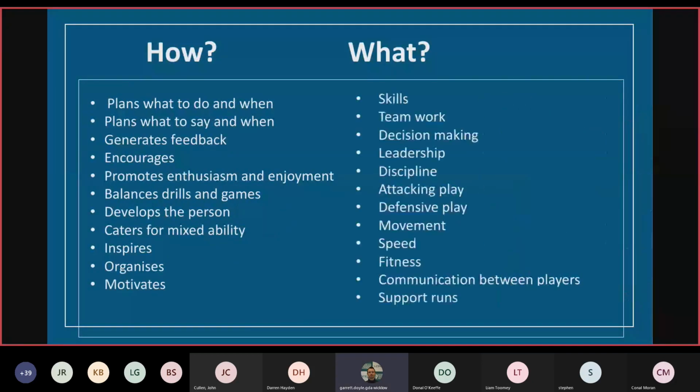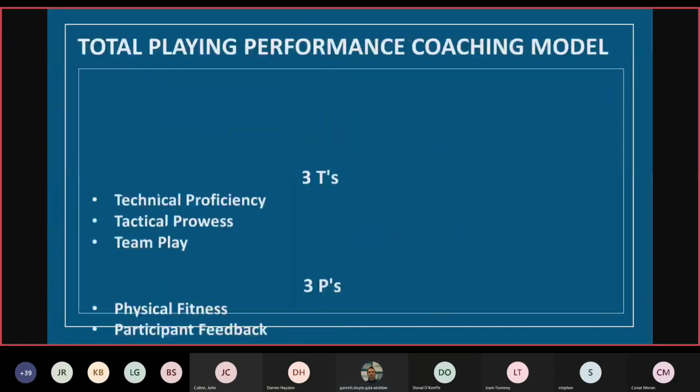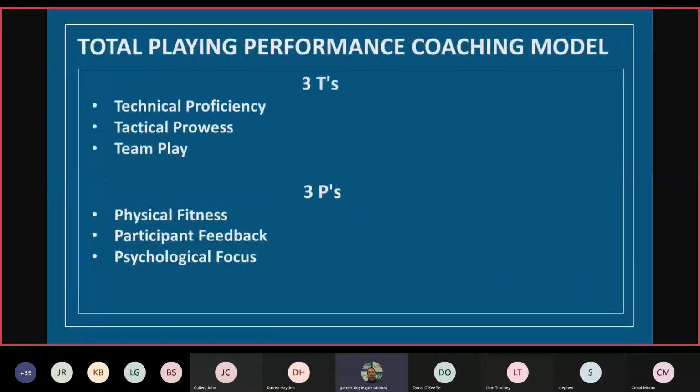So the TURAS, and by extension the total playing performance model, which we're going to come to now in a couple of minutes, combine the how and the what to try and help coaches improve their players and be effective in their coaching sessions. So the how and the what combine to make the total playing performance culture model.